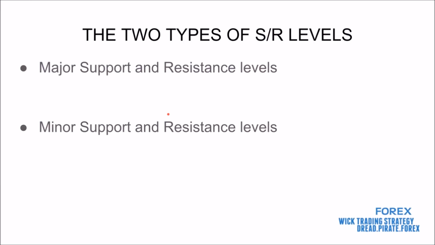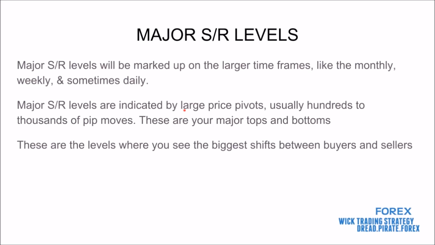Okay. But let's talk about the two different types of support and resistance levels. There are major support and resistance levels, and there are also minor support and resistance levels. And it is important to know both of them. So let's go ahead and get into it. Major levels. Your major support and resistance levels will be marked up on the large time frames, usually monthly and weekly charts, sometimes daily, not for me, maybe for others. But for me, monthly and weekly is where I'm going to mark my major support and resistance levels.